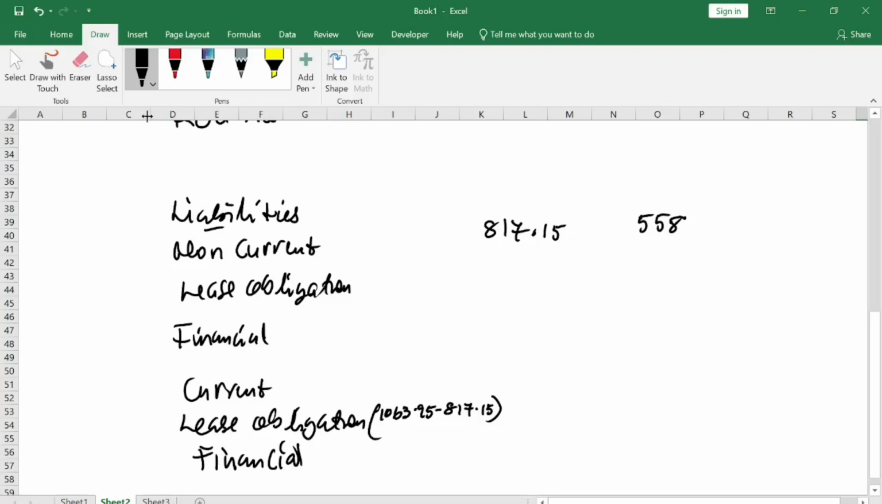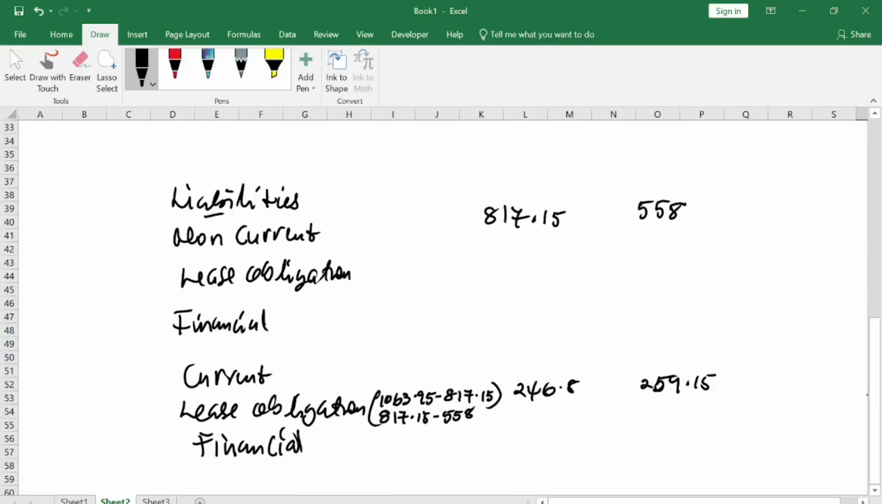Then you pick the next one: 817.15 minus 558. Okay, so what do you have? 1,063.95 minus 817.15. So year one will be 246.8, and then 817.15 plus 558 gives me 259.15. All right. So remember also the lease.